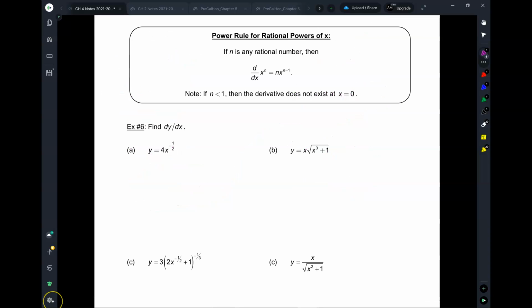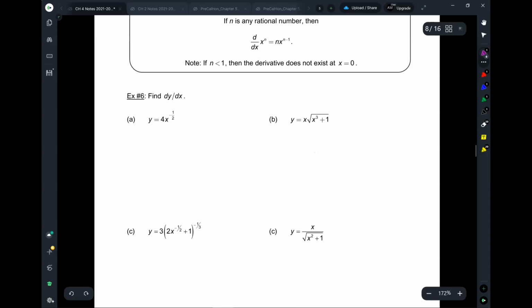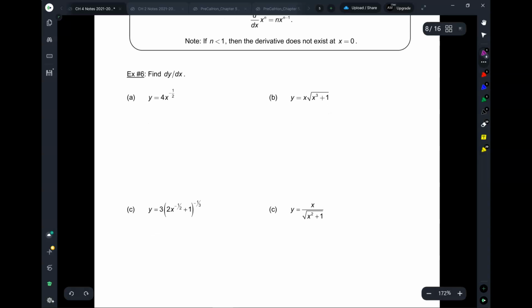Is that cool? Rational powers of x, right? Taking a derivative of rational powers of x. So it's the same process. We've already been working on this. These are not implicit differentiation problems, right? The reason you know that is each of them is solved for y. This is an explicit function of x. So it's just like yesterday's derivatives, okay?